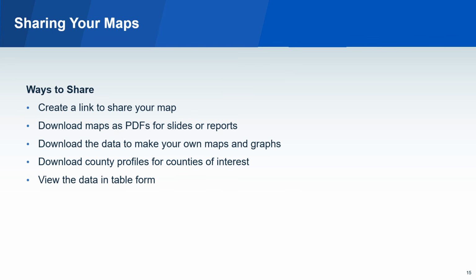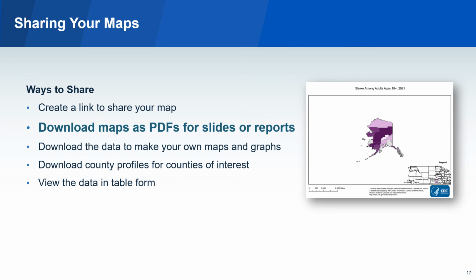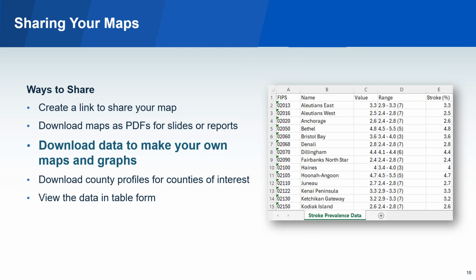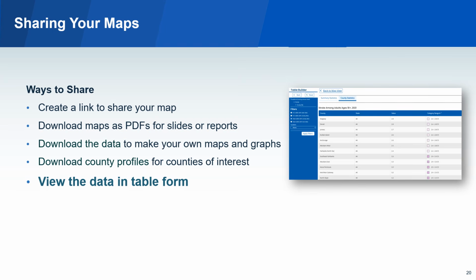The Atlas has numerous features you can use to make and share data and maps. Once you have created the maps you want, you can create a link to share each map, download your maps as PDFs, download the data used to make the maps, create downloadable county profiles, and view the data in table form.